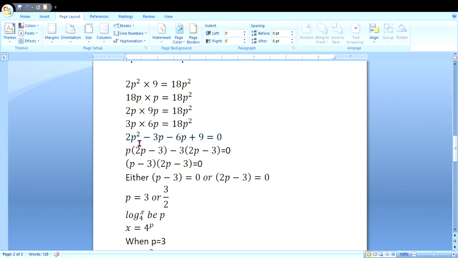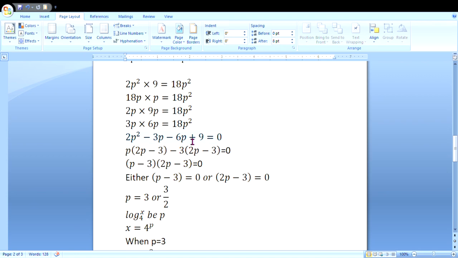And if that is done, the expression becomes 2p² minus 3p minus 6p plus 9 equals 0. Okay, now we need to factorize this. We look at this expression, we put it in brackets here. The common factor here is p, open bracket 2p. The common factor in 2p² minus 3p is just p. So p is factored out. This becomes 2p minus 3, close bracket.